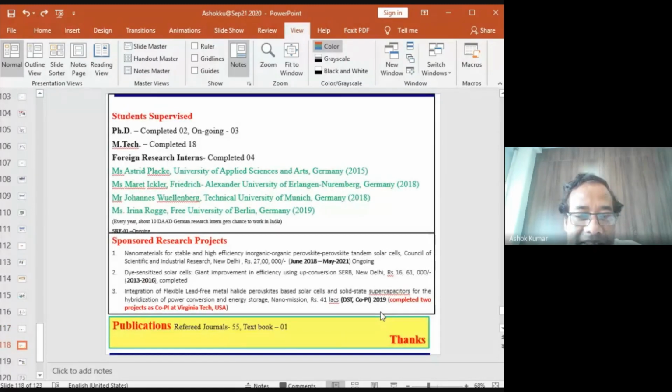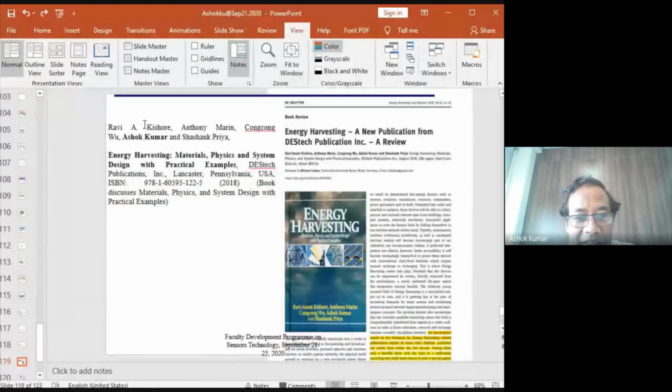And so this is the last slide. We continued, and this is something I am showing about my work. I supervise 2 students, 3 students are still working with me. I supervise 18 MTech students, and a foreign intern also, German students, in my lab in India. And similar to other universities, we also have projects to supervise. We also published one book, Energy Harvesting Materials, Physics and System Design with Practical Examples.